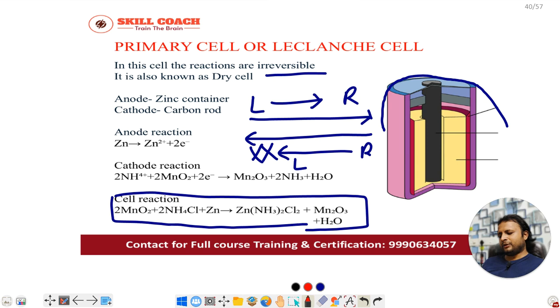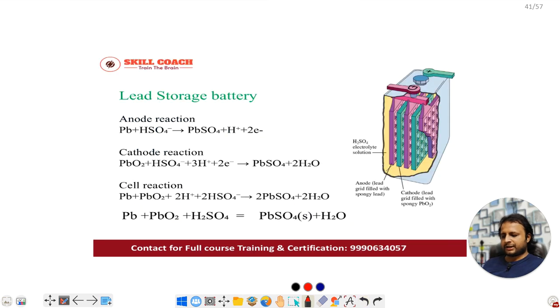So at the anode, this is the anode reaction, we already know Zn to Zn2+ plus 2 electrons, and the cathode reaction is 2NH4+ and 2MnO2 plus 2 electrons giving Mn2O3 plus 2NH3 and H2O. And the cell reaction we can get by combining these.